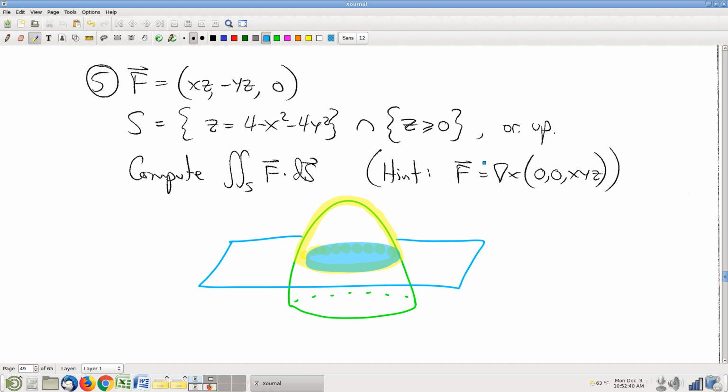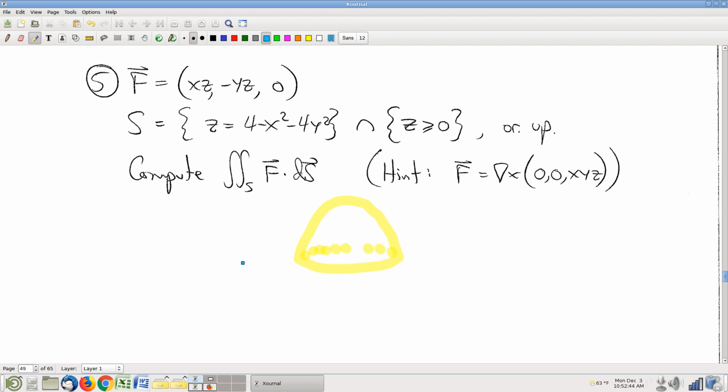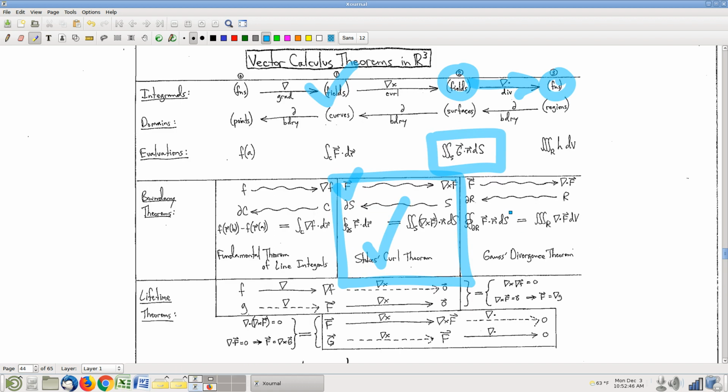So, our surface. Not a boundary. There is no solid region whose boundary is our surface. Doesn't exist. So Gauss's divergence theorem, off the table. Everybody on board?